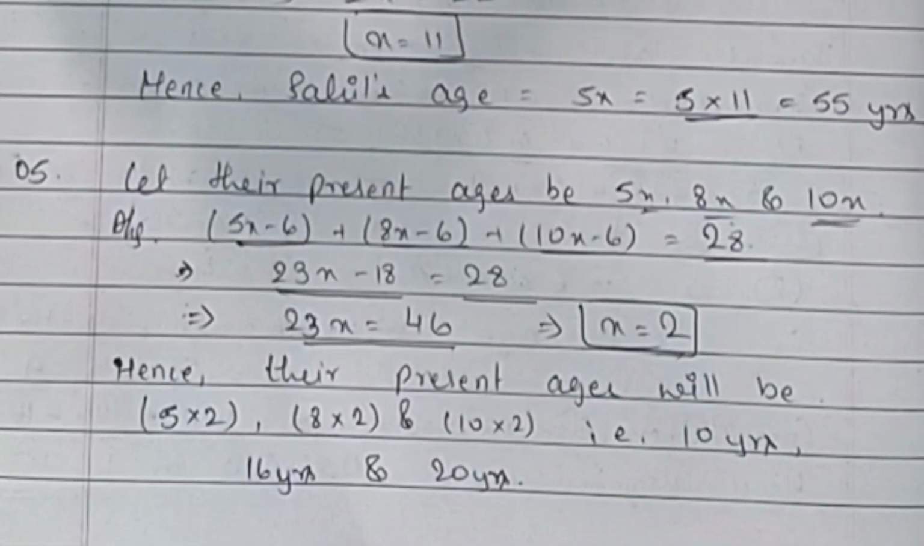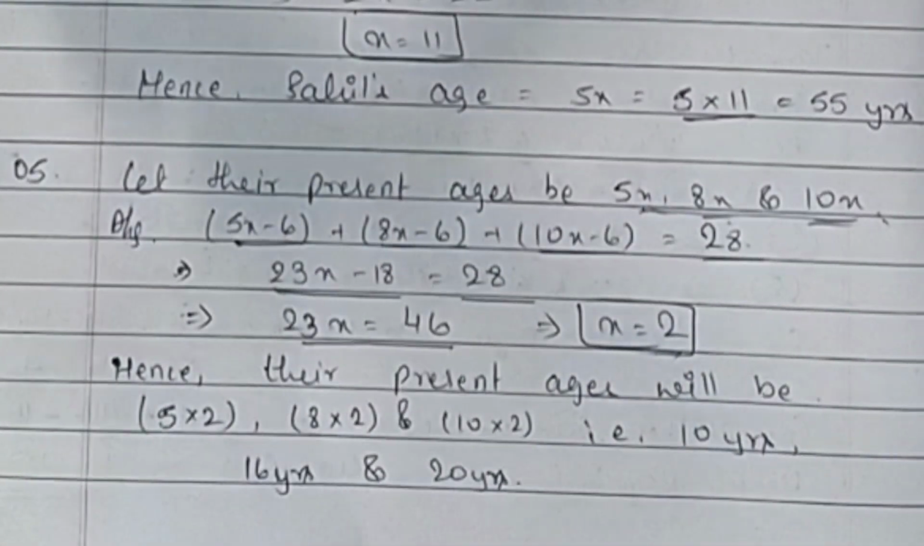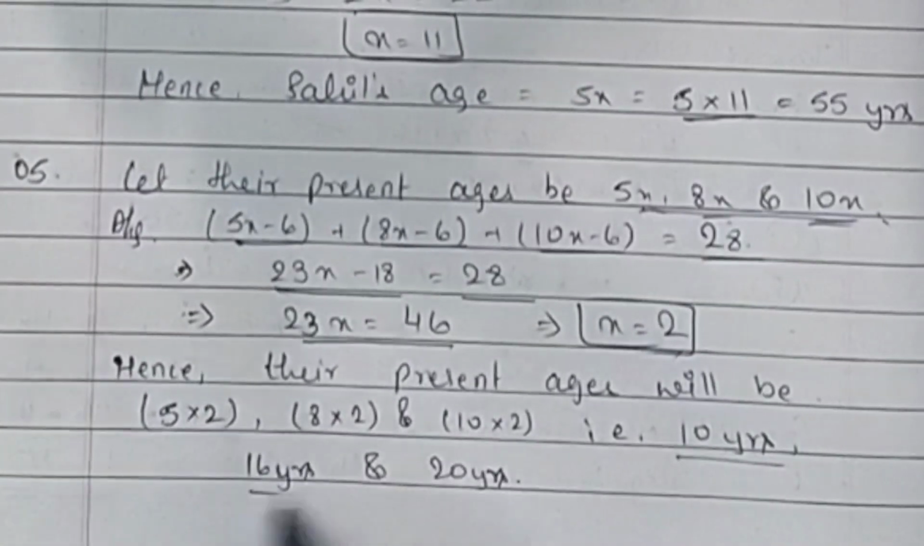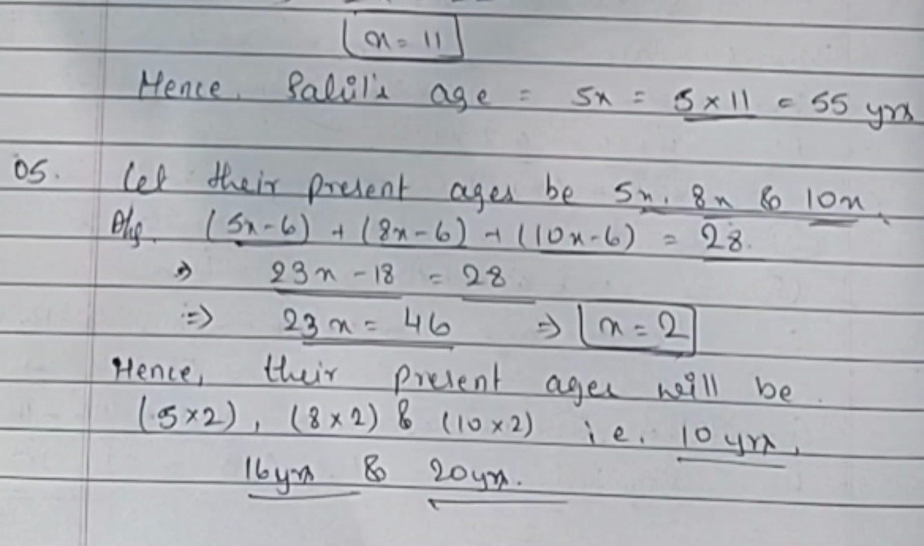As we have got the value of x, we can easily find the present ages of these three girls. After putting the value of x here, we get 10 years, 16 years and 20 years. So the present ages of these girls are 10 years, 16 years and 20 years.